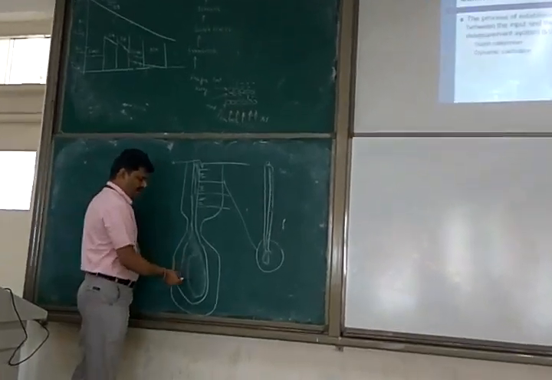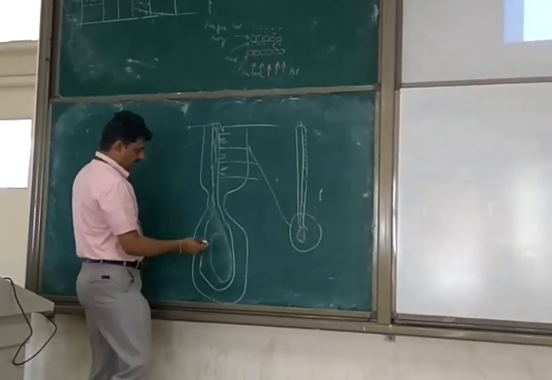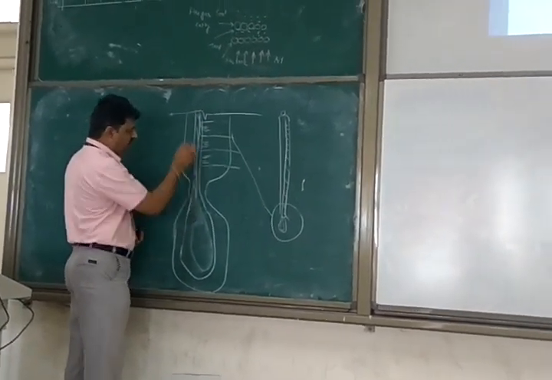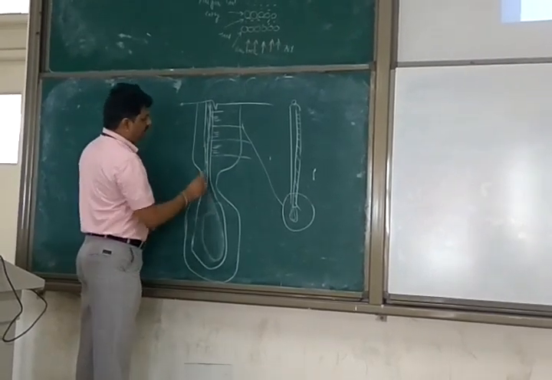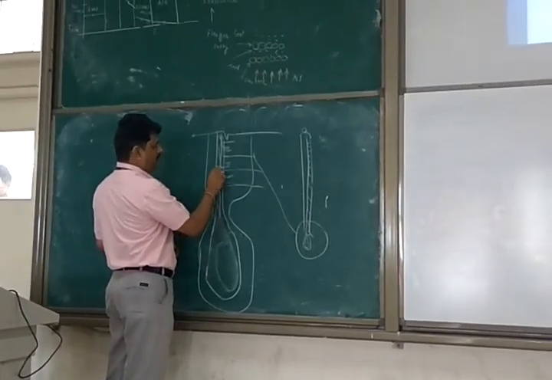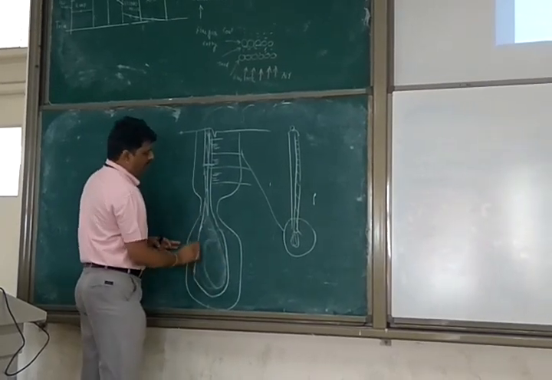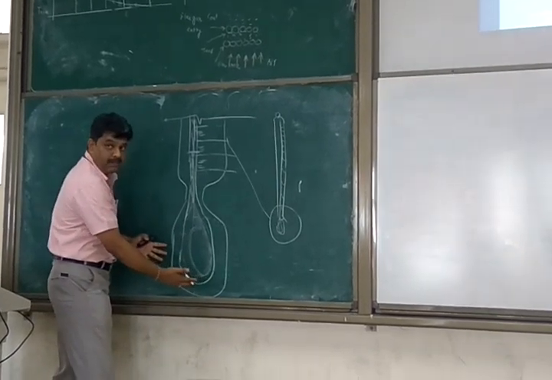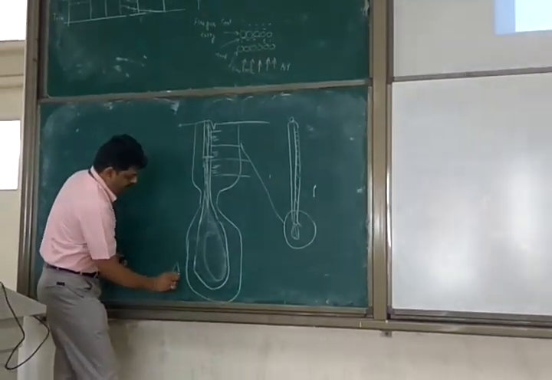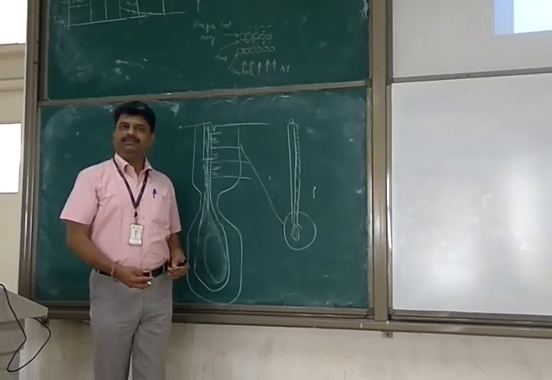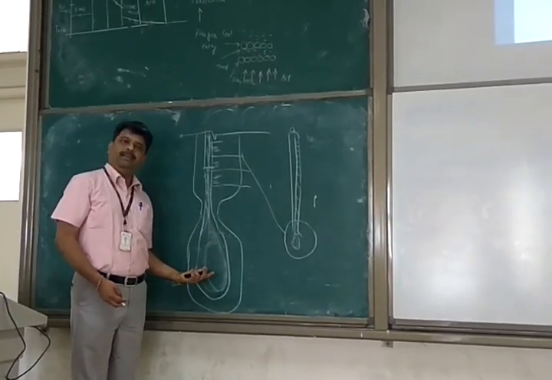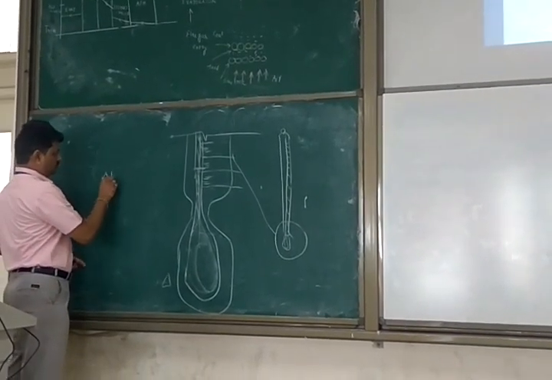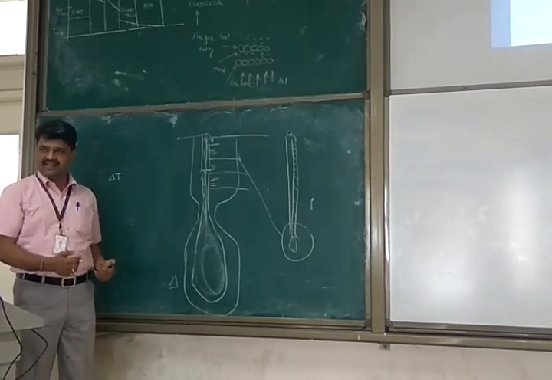So here you have either alcohol or mercury, and basically a liquid. And then here there's a thin capillary tube, and normally it stays somewhere according to the room temperature. Okay. So you have a liquid. You expose this bulb to a higher temperature. Basically you expose to higher temperature. What happens to the medium inside? You expose to delta T.